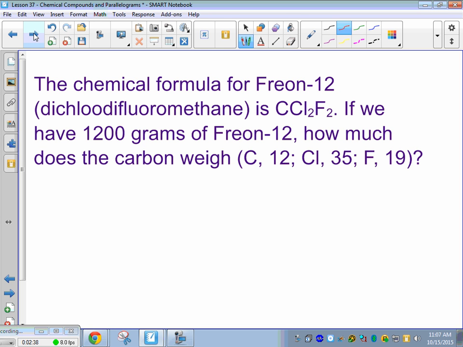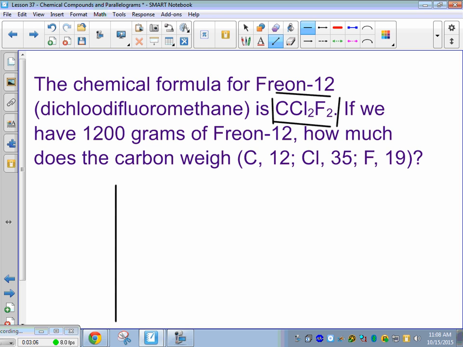So the chemical formula for Freon 12, which is dichloromethane, is CCl2F2. If we have 1,200 grams of Freon 12, that's the whole thing, how much does the carbon weigh? Just the carbon. So this one has a few more in each molecule. We've got how many different things here, you guys? Yeah, that's 3 different things.